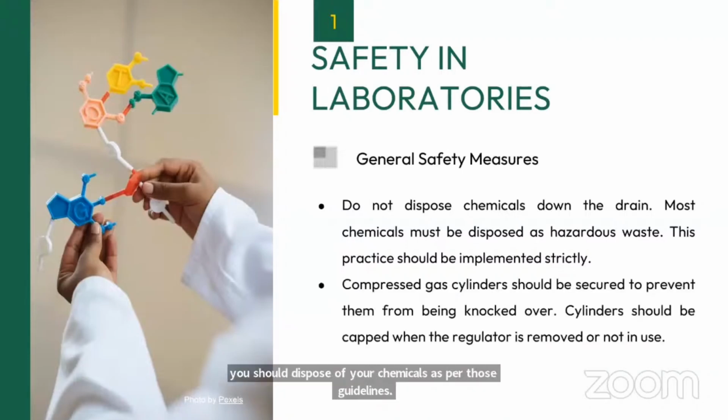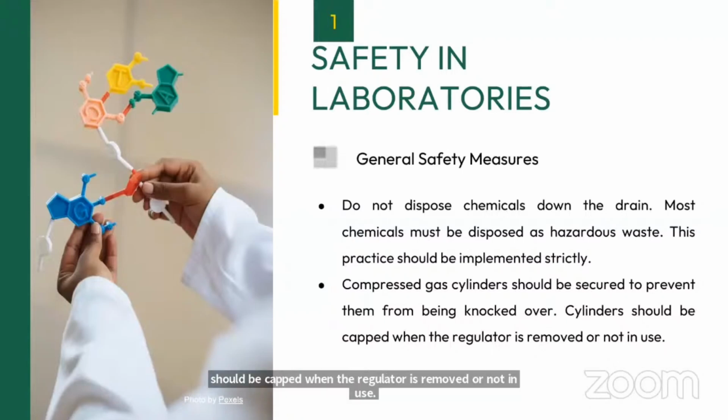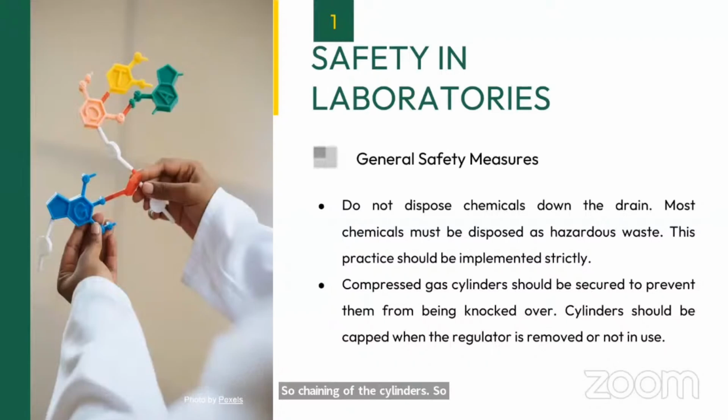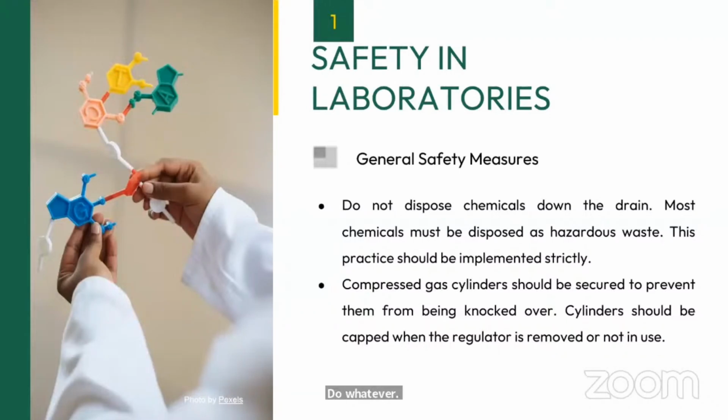Compressed gas cylinders should be secured to prevent them from being knocked over. Cylinders should be capped when the regulator is removed or not in use. So, chaining of the cylinders. If you have cylinders in your laboratory, fix them because they should not fall down. Even if it is a single cylinder, or if there are two or three cylinders, chain them so that they are fixed at one place. You can have a proper stand so that they remain there always and there is no chance of falling down.